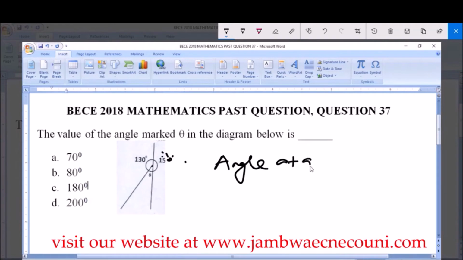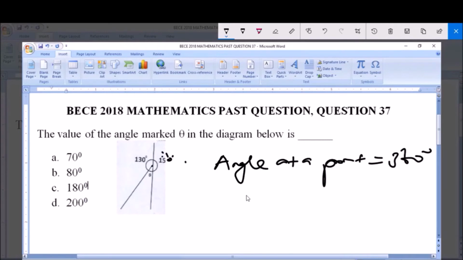Angle at a point is 360 degrees. Now this point has been divided, that is the angle at this point, 360 degrees, has been divided into various segments. You have the 150 degrees, you have the 130 degrees, and the theta. Now we are asked to find this theta here. So to find this theta, we equate all these angles to 360 degrees.